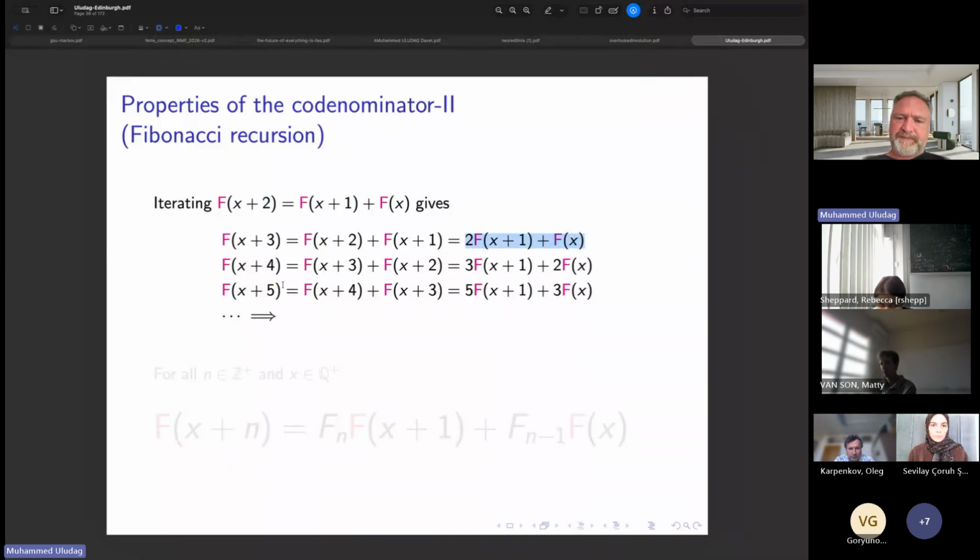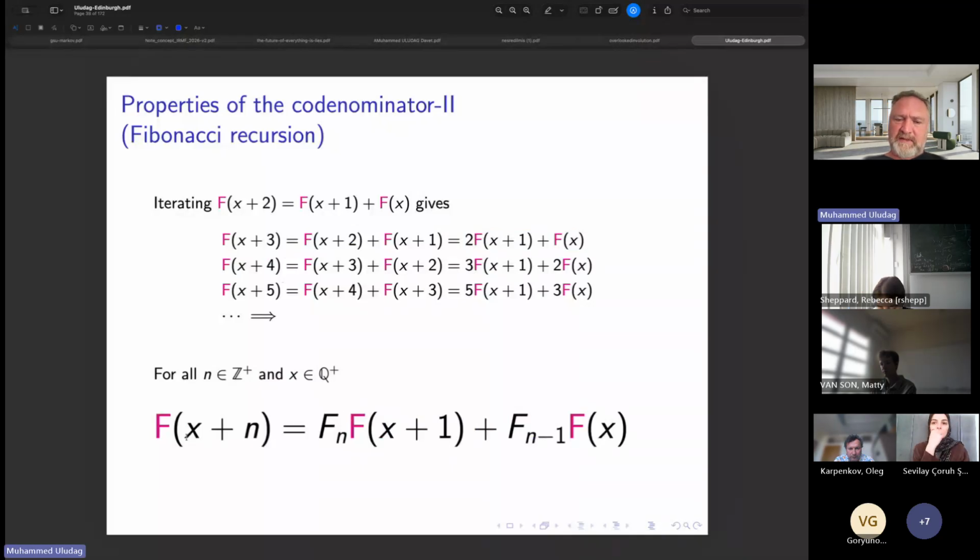And I can iterate. The iteration gives us that the codenominator of x plus n equals the nth Fibonacci number times the codenominator of x plus 1 plus the (n minus 1)th Fibonacci number times the codenominator of x. This is the Fibonacci recursion.